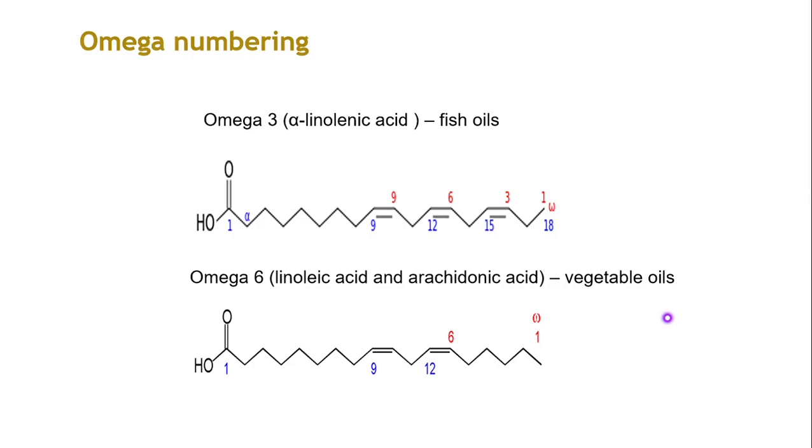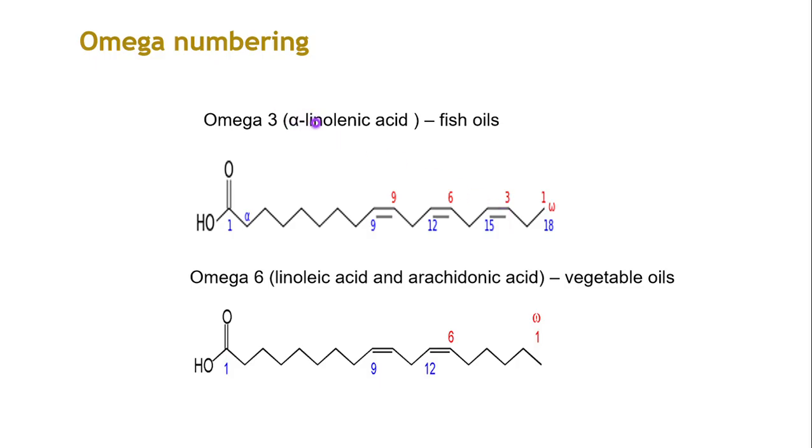Now let's look at the omega numbering. In the omega numbering, we start from the methyl end. So if you are having omega 3, this means that the first double bond that we come across will be on carbon 3, or it will be between carbon 3 and carbon 4. That's where the double bond is.